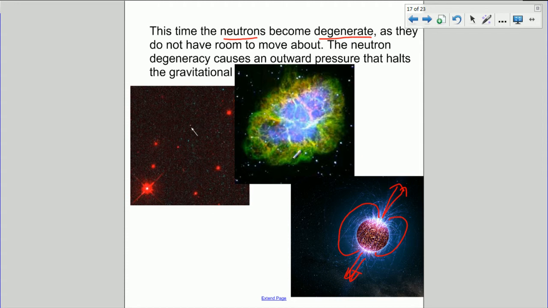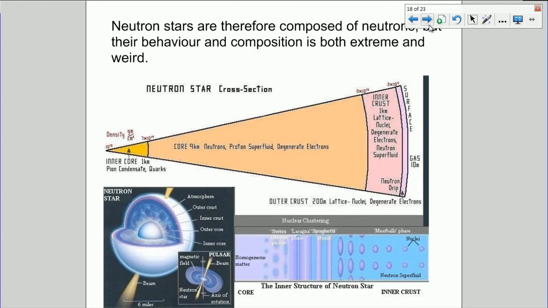And pulsars were first discovered in the 1960s, 1970s, something like that. Okay, so that's neutron stars. What neutron stars are made of, we don't really know. We know, or we think we know, that there are lots of neutrons in them.